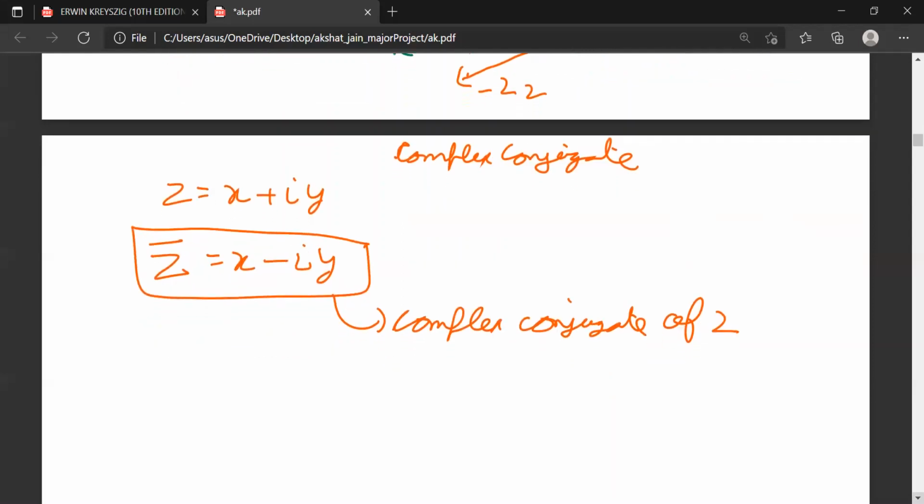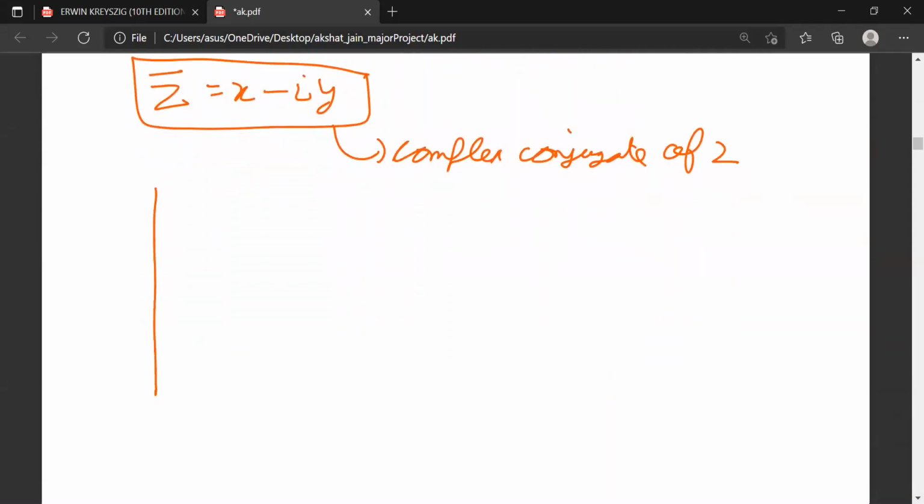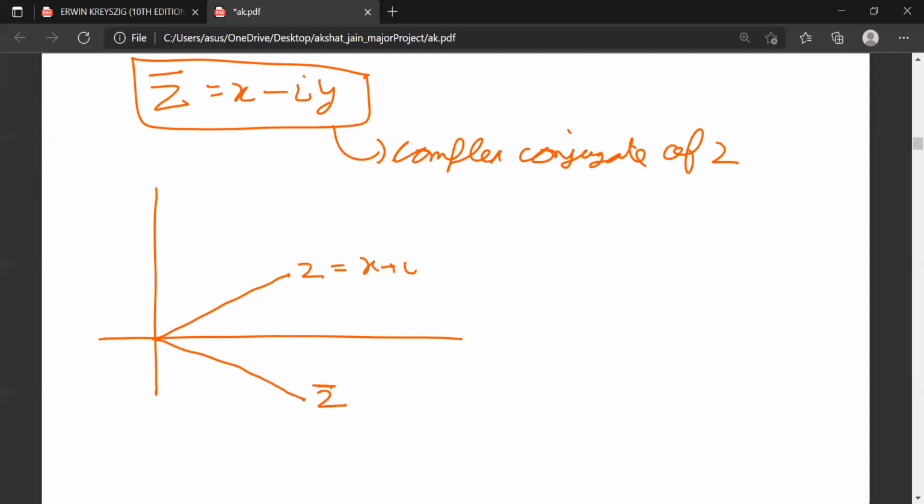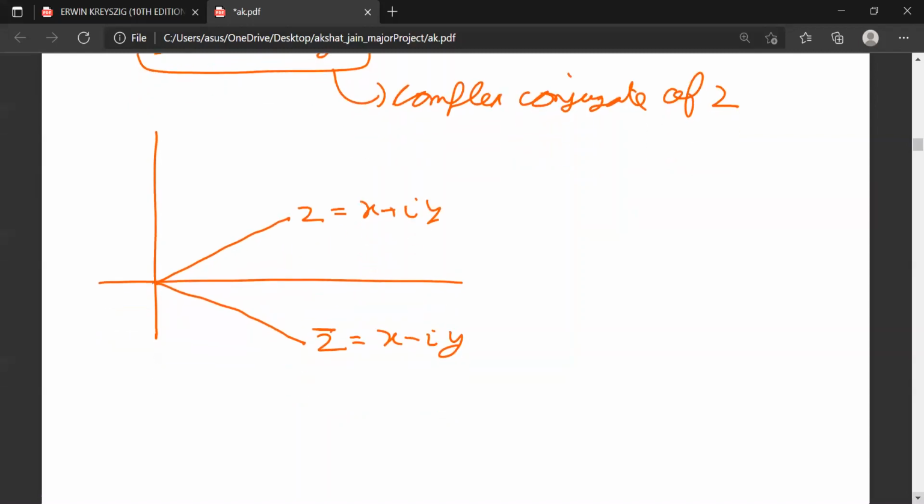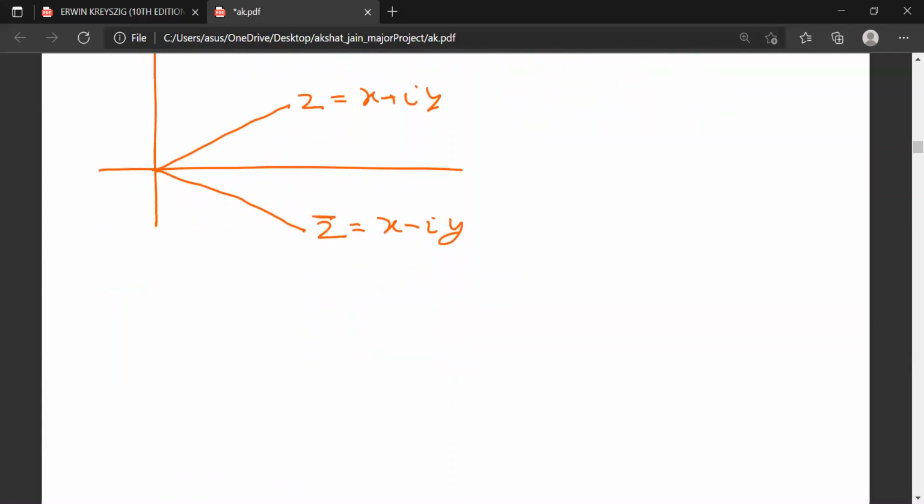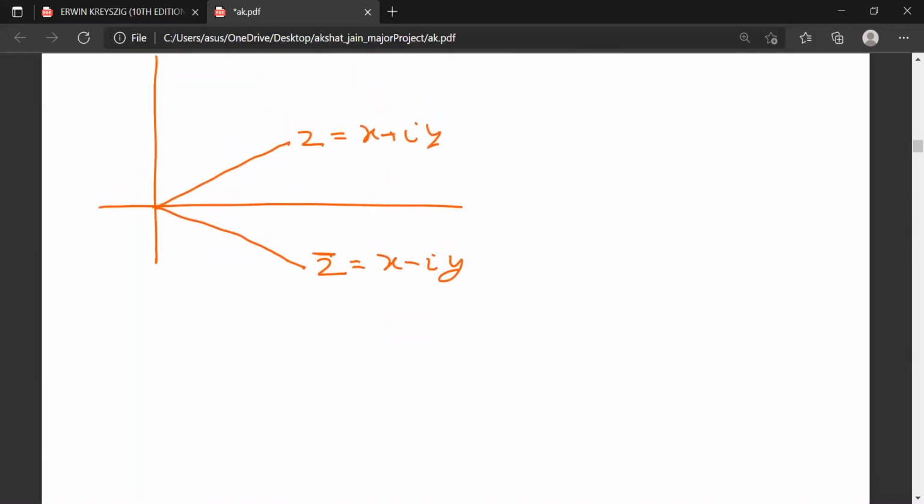So we will see it in the complex plane. It will look like this. Suppose this is my z, then this will be my z bar. That is, z equals x plus iota y, and z bar equals x minus iota y. Okay, now we will see some good properties that we can see in a proper way. Let's check some good properties.